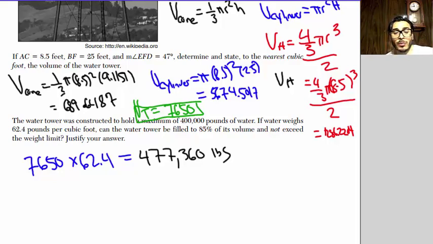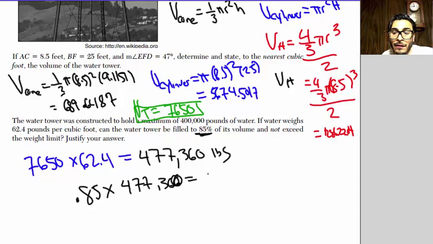That's what I get, right? Because it's the volume times the density. Now, what is 85% of this? Right? I have to figure out what's 85% of that. Well, to get 85% of this, I have to do 0.85 times 477,360.